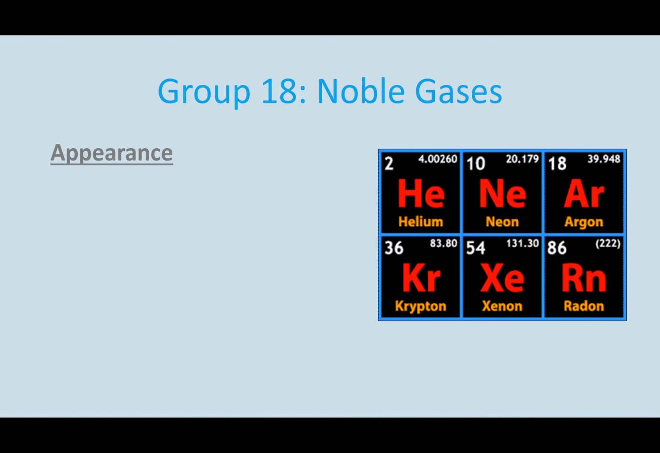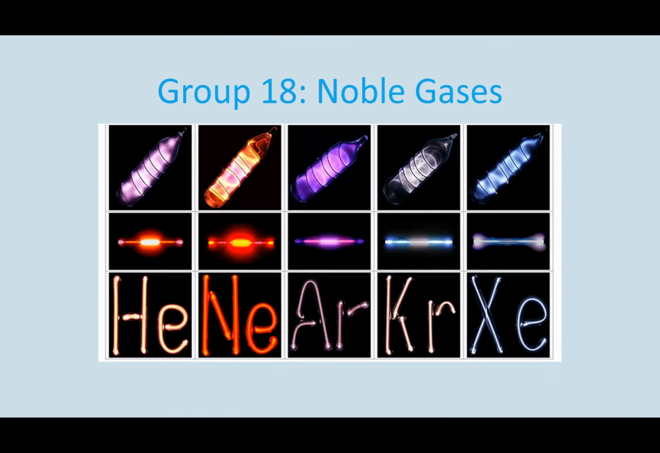Group 18 are noble gases, so helium, neon, argon, krypton, xenon, and radon. Again, we're only focusing on the first 20, so helium, neon, and argon are the main ones that we're concerned about, but because they're in a group, all of the characteristics are shared amongst these 6 elements. So the appearance kind of comes from the name, noble gases. All of these elements are gases.